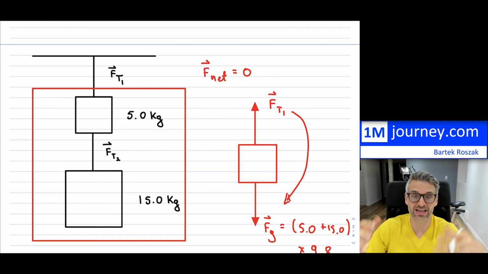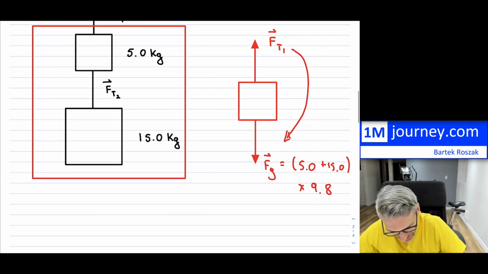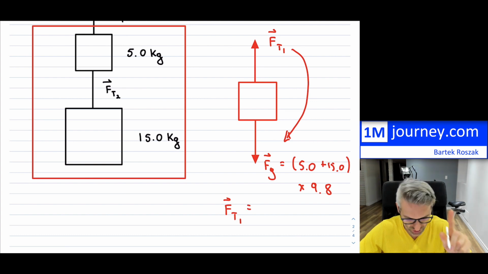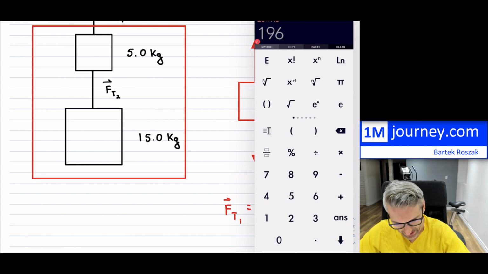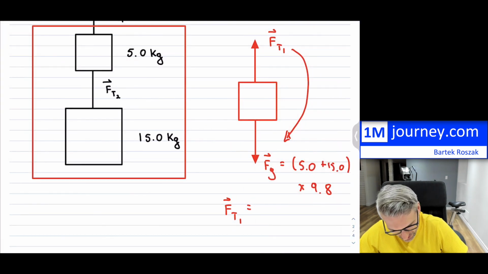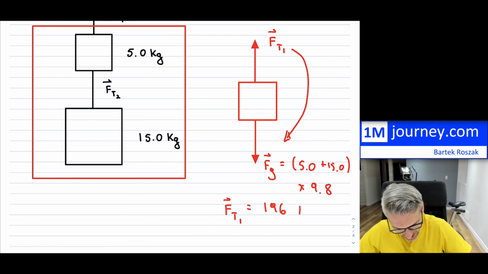So this is exactly what we would have, and we can certainly calculate that out. That would be force T1, and we know it is going to be upwards. So we can just say 20 multiplied by 9.8, and it's going to be 196. If we were rounding, we could certainly round it if we wanted to. Now this is going to be up.